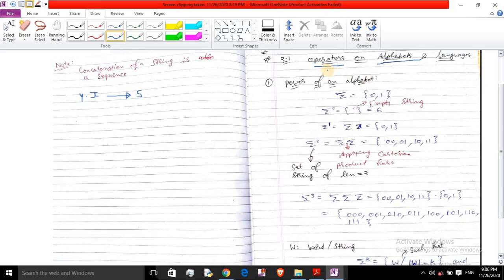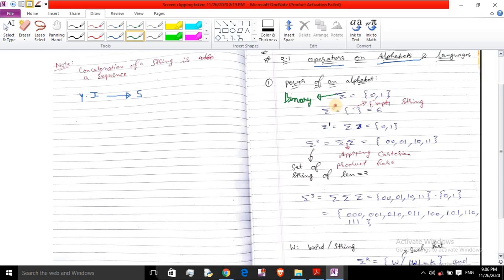Now look at the power of an alphabet. We know that this is the denotation symbol for the alphabet. Now look at this. It is a binary alphabet, the alphabet of binary numbers. We have only two symbols in this, 0 and 1.